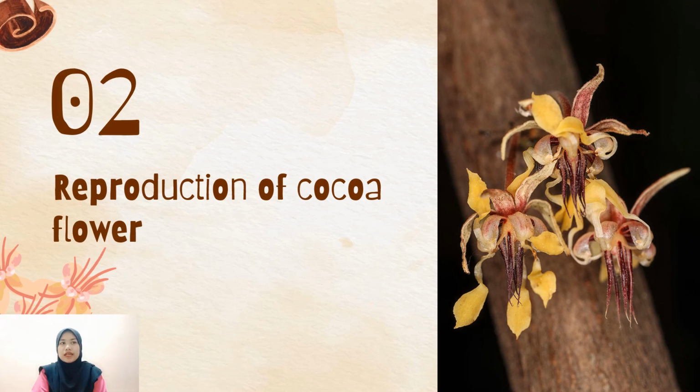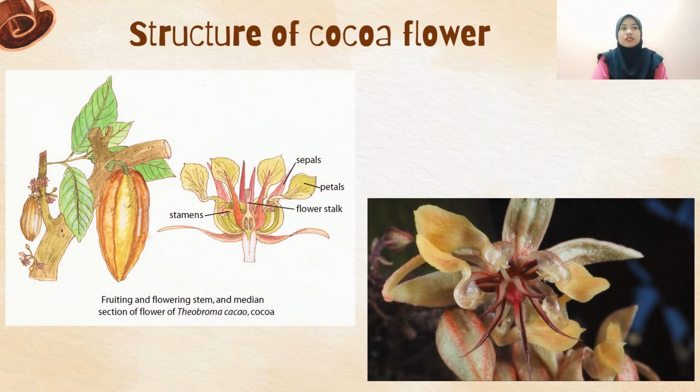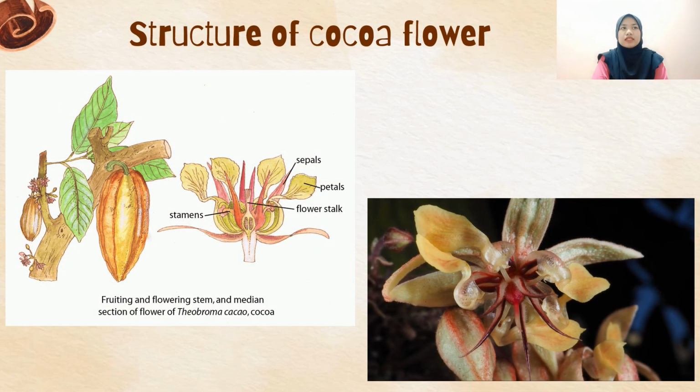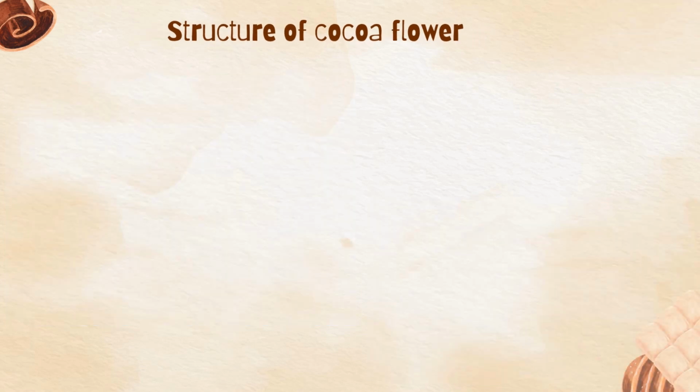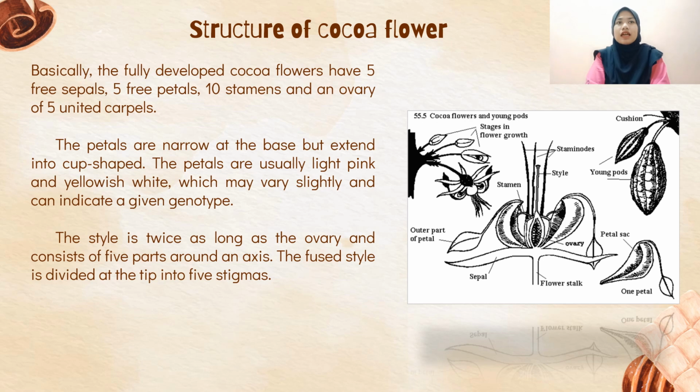So now let's look at the reproduction of the cocoa flower. As you can see here, this is the structure of the cocoa flower. Here we have sepals, petals, flower stalk and stamens. Basically, the fully developed cocoa flowers have 5 free sepals, 5 free petals, 10 stamens which are 5 fertile and the other 5 non-fertile staminodes, and an ovary of 5 fused carpels.